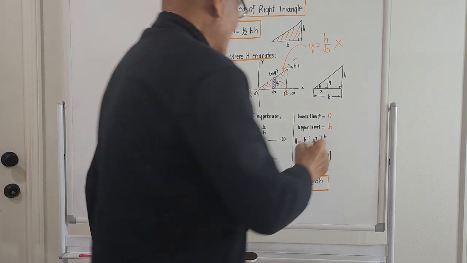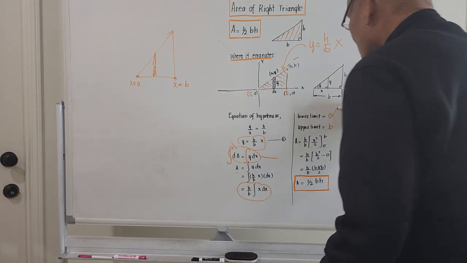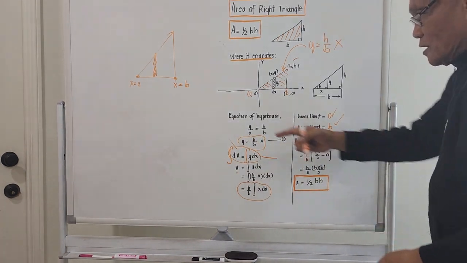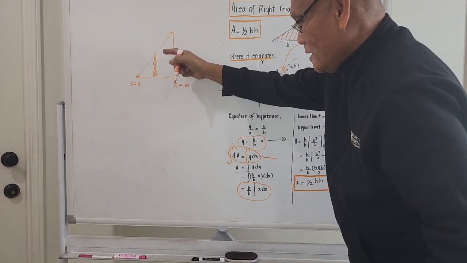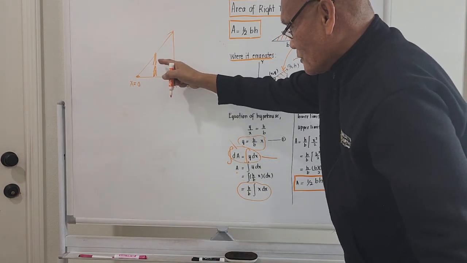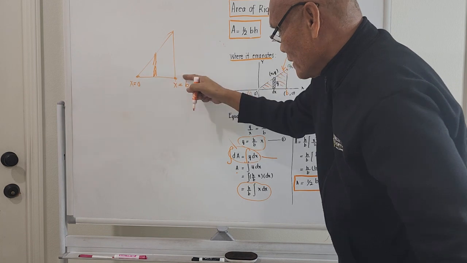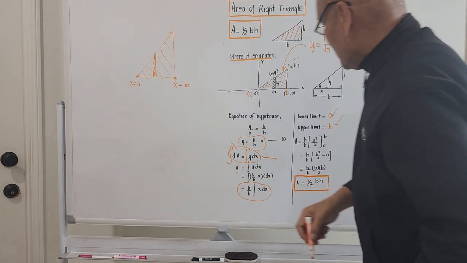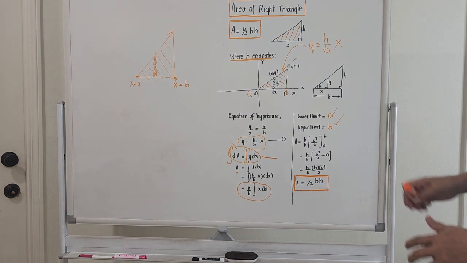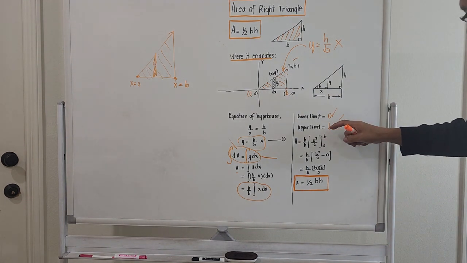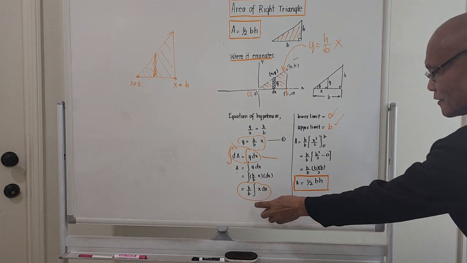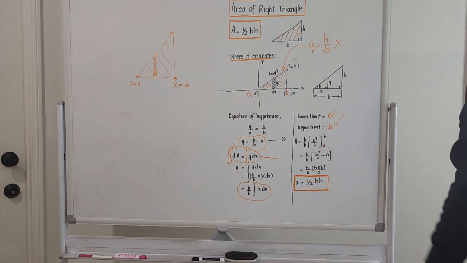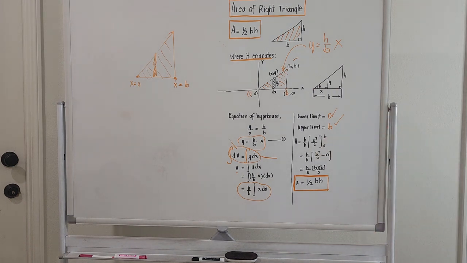So I place it here. The lower limit is 0 and the upper limit is b. Because to take the total area of the right triangle, this differential area should move from 0 to b to get the total area. So I place it here. The lower limit is 0, the upper limit is b. So proceeding with the integration, instead of indefinite integral, this will now be a definite integral. So this is now definite integration.